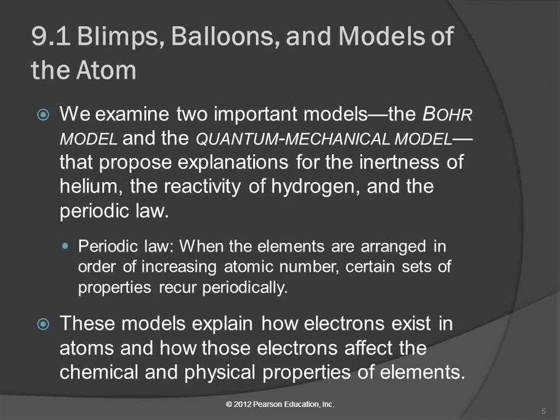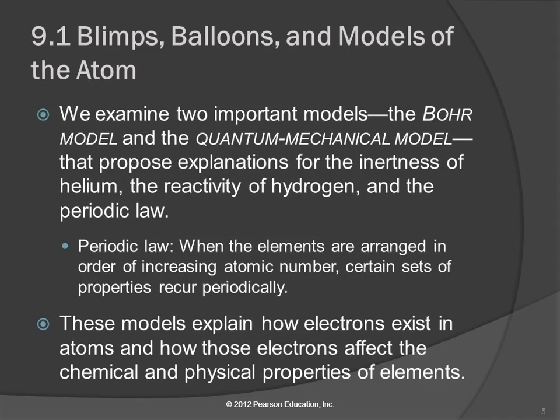The Bohr model is one model that is important, and that was one of the first ones. And the currently accepted one is the quantum mechanical model. And both of these propose explanations for the behavior of elements and for the periodic law. And if you've forgotten, the periodic law states that when elements are arranged in order of increasing atomic number, certain sets of properties recur periodically.